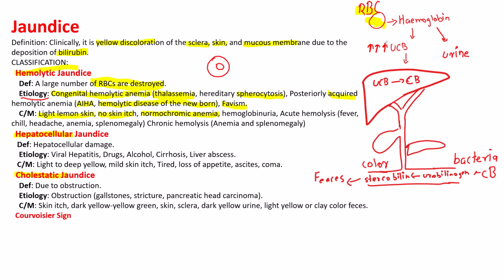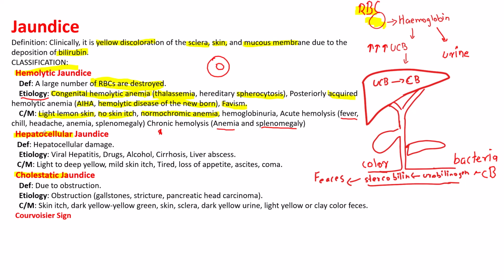again, a break of red blood cells leading to fever, chill, headache, anemia, splenomegaly, and chronic hemolysis, which is anemia for a long time and splenomegaly for a long time. So now, another very important thing here is clinical laboratory examination. We are going to discuss the laboratory examination of these three types on the next slide.